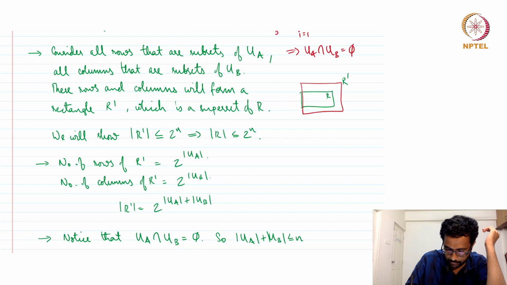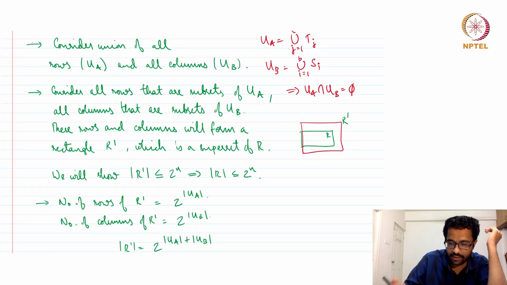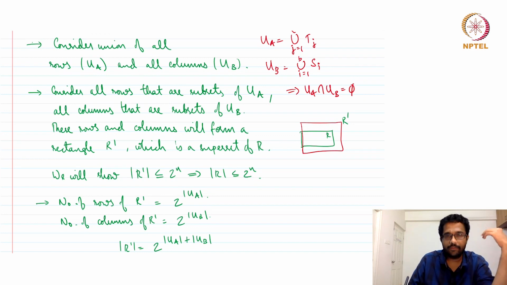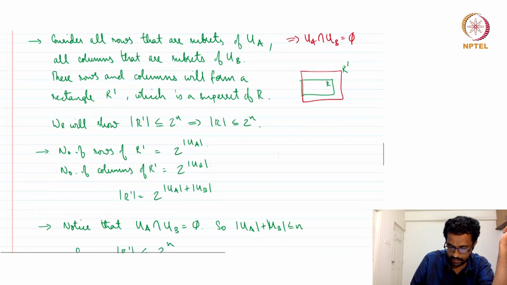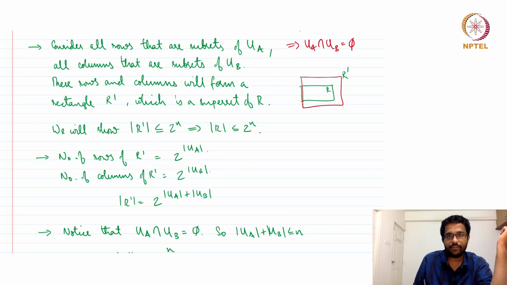What is the number of rows of R prime? R prime has all the subsets of UA as rows. So if UA has size of UA many elements, the number of rows of R prime is 2 power the size of UA. Similarly, the number of columns of R prime is 2 power the size of UB, because the columns of R prime are all the subsets of UB. So if UB had 20 elements, then R prime will have 2 power 20 columns. So the size of R prime is nothing but the product of the number of rows and number of columns. So 2 power size of UA multiplied by 2 power size of UB, and the product of that is 2 power size of UA plus size of UB, right, which is what we have here.